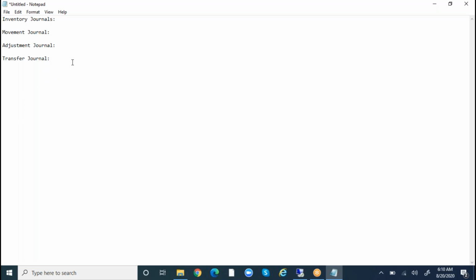Now, movement journal, adjustment journal, and transfer journal. Movement journal is actually the naming convention. It was given as movement journal. In my opinion, it is for opening transactions entry. What does this mean? Opening transactions. Whenever we are implementing this product at any client, at that time you need to enter the opening stock.